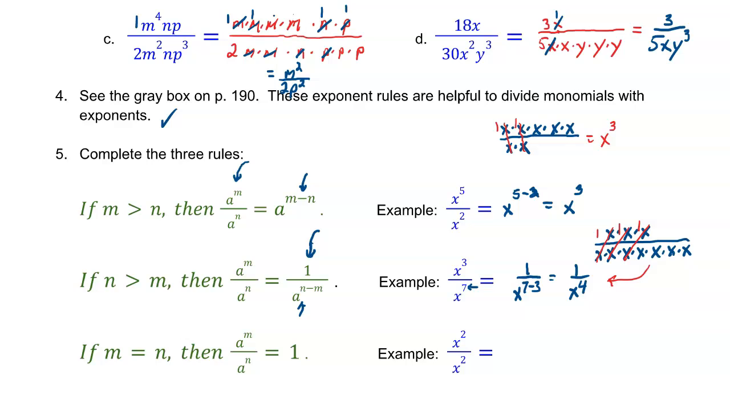Third example, x squared divided by x squared. Using our rule, the answer is 1. Does it make sense to you why, if you took the time to expand this out? X times x, x times x. What's going to cancel? What's going to remain?